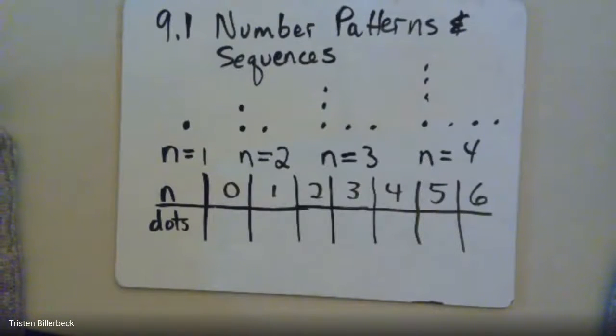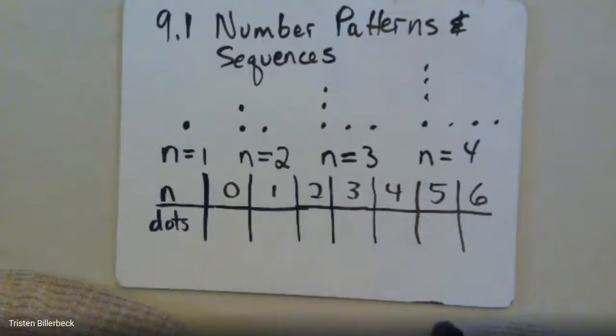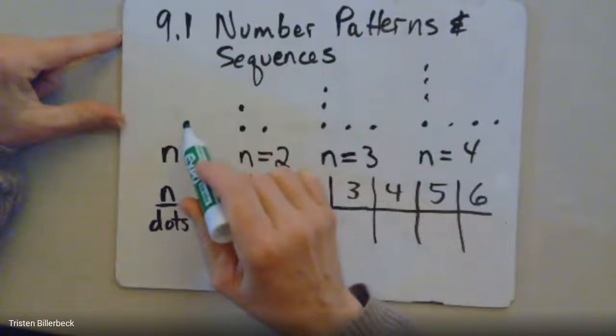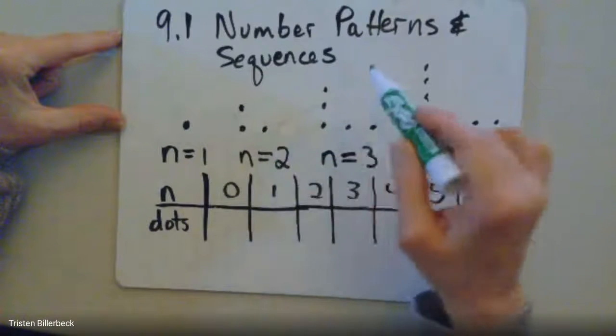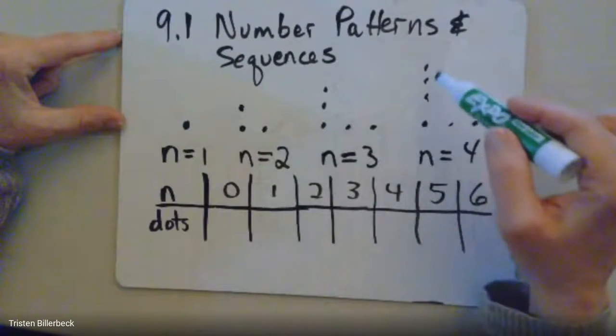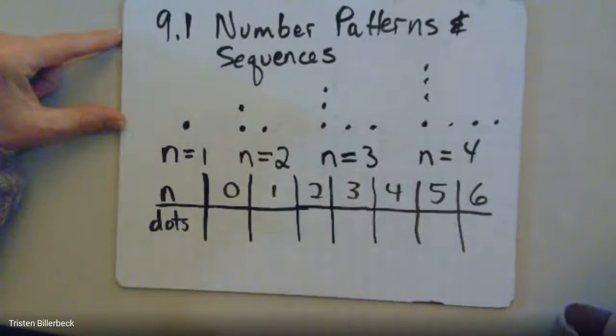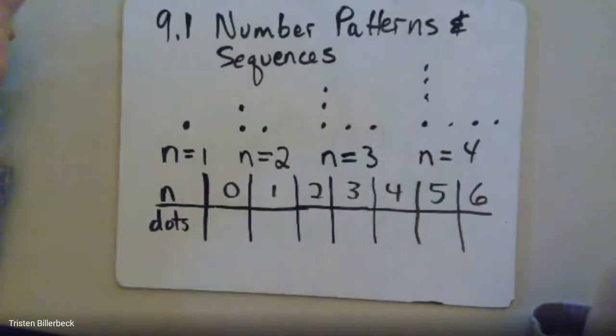Well, welcome back. This is section 9.1 and your new workbook 7B. So we're going to talk about number patterns and sequences. So let's say we have one dot, then the next pattern it goes to 3 dots, and then 5 dots, and then 7 dots.